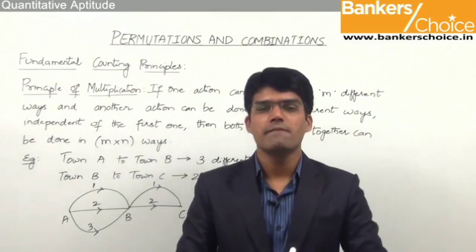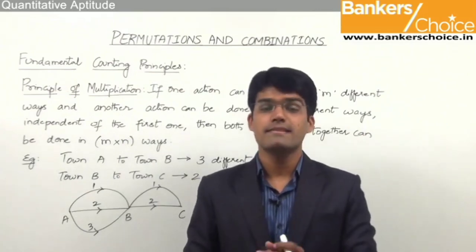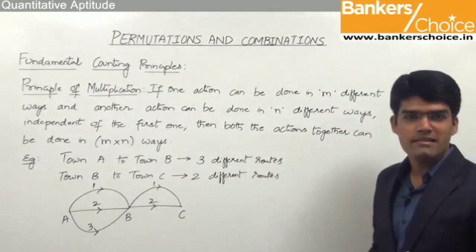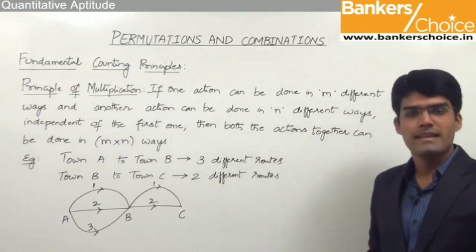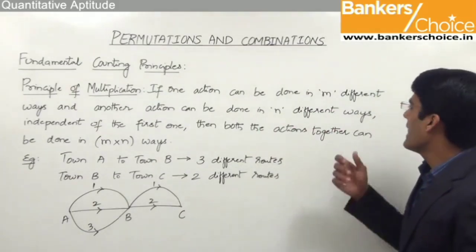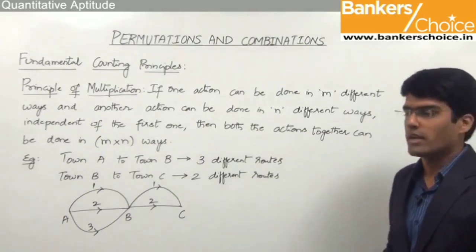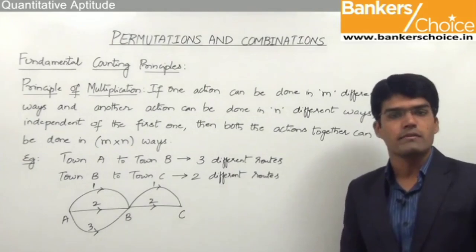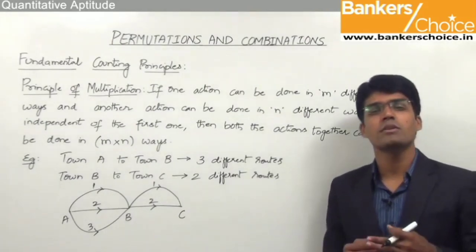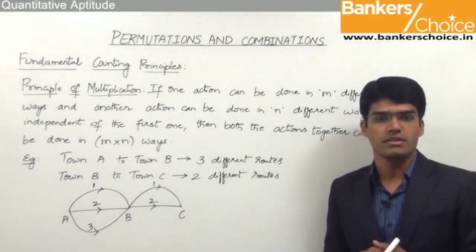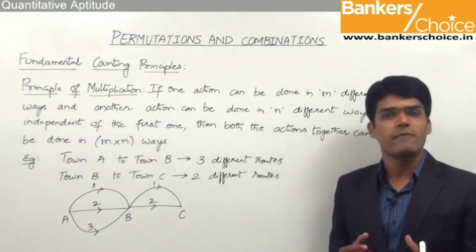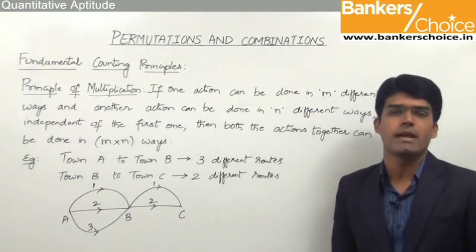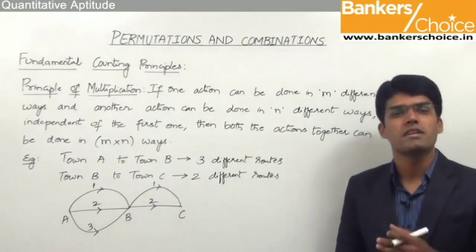Let us now look at the second fundamental principle of counting, that is the principle of multiplication. The statement says if one action can be done in m different ways and the other action can be done in n different ways independent of the first one, then both the actions together here can be done in m into n ways. So here when we have two different actions which are independent of each other and the first one can be done in m ways, the second one can be done in n ways, then both together can be done in m into n ways. That is the product of the individual number of ways.